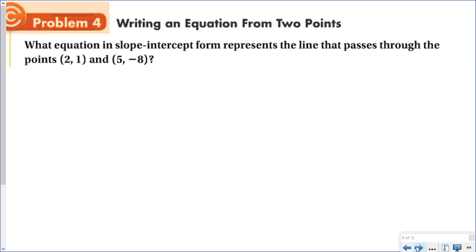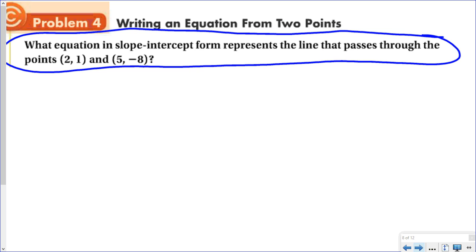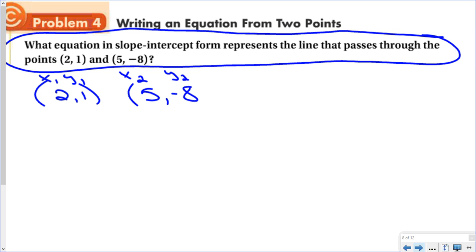Okay, now this is the one that I've kind of been getting you guys ready for here. This is a pretty lengthy one here. Do put this one in your notes. And now we want to label what these coordinates are. This is your x1, y1. This is your x2, y2. So we want to find m, we want to find b, and then we want to write an equation.